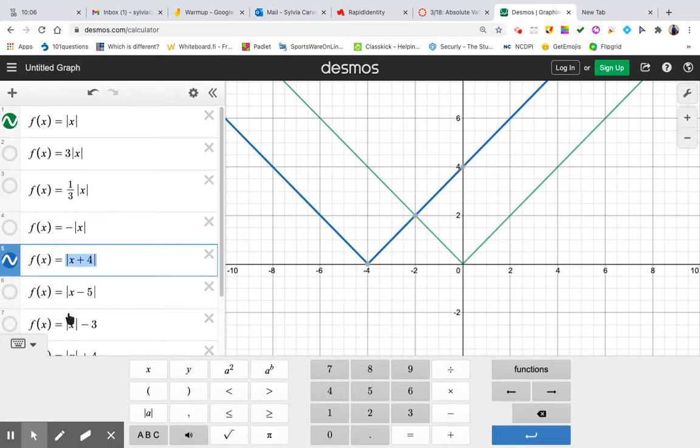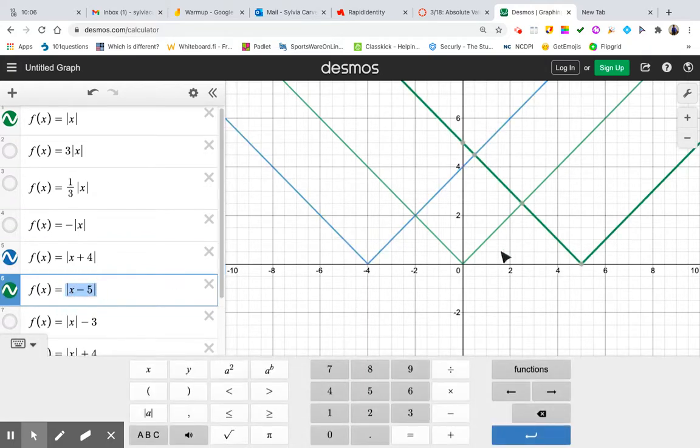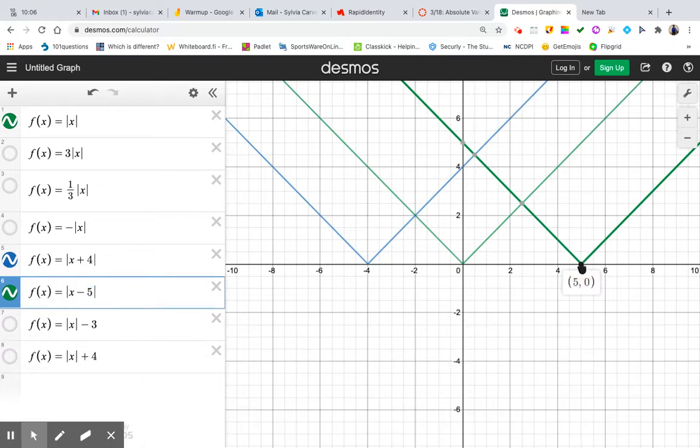So you probably can guess what's going to happen to my next graph if we do x minus 5. Notice x minus 5 moved to the right 5 spaces. So both of these colors are green, but the one that I'm going to highlight here, the absolute value of x minus 5, is this one here, and it moved to the right 5 spaces. So if you have a number on the inside, it's the opposite of what you think. So this x plus 4 actually moved left 4. This x minus 5 actually moved right 5.